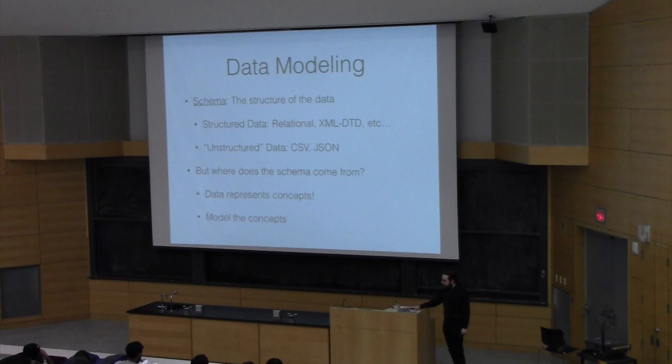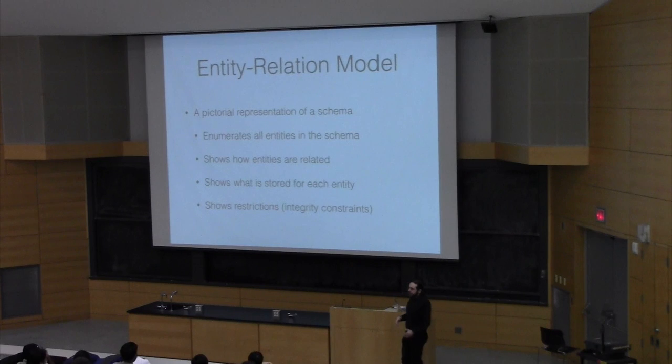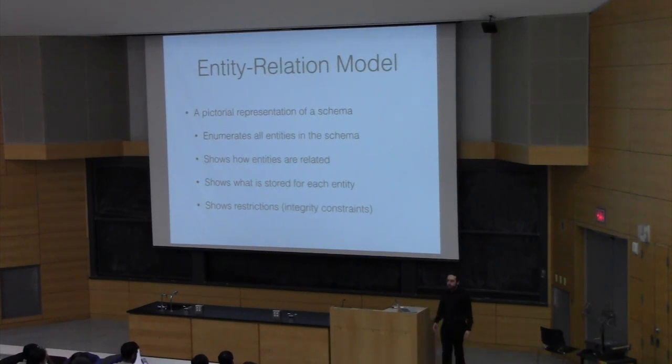And so today we're going to talk about something called the entity relation model, an approach that you can take to modeling data. The idea is really quite simple. You model the world as a set of entities, and you can draw these entities as little boxes. Entities have attributes, and entities are related to other entities. So this essentially gives us a way of diagramming a schema for some complex data set that we're looking to represent.